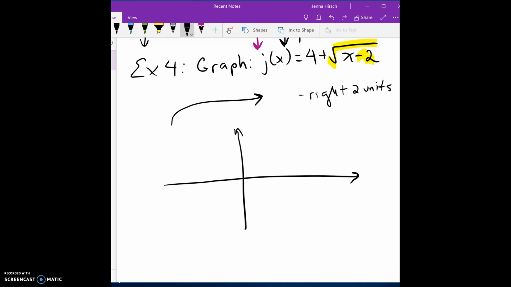And now we're adding a number to the outside of the function. That's what that 4 plus means. And remember, anytime we add a number to the outside of the function, that means we're going to pick it up and move it that many units. So we're going to go up 4 units.